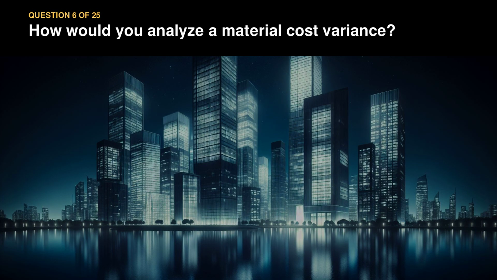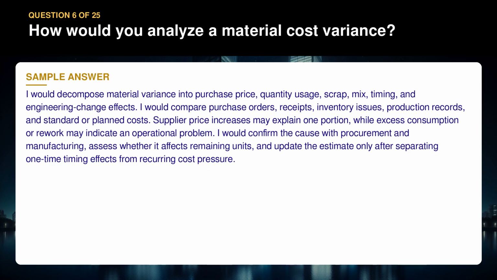Question 6. How would you analyze a material cost variance? I would decompose material variance into purchase price, quantity usage, scrap, mix, timing, and engineering change effects. I would compare purchase orders, receipts, inventory issues, production records, and standard or planned costs. Supplier price increases may explain one portion, while excess consumption or rework may indicate an operational problem. I would confirm the cause with procurement and manufacturing, assess whether it affects remaining units, and update the estimate only after separating one-time timing effects from recurring cost pressure.